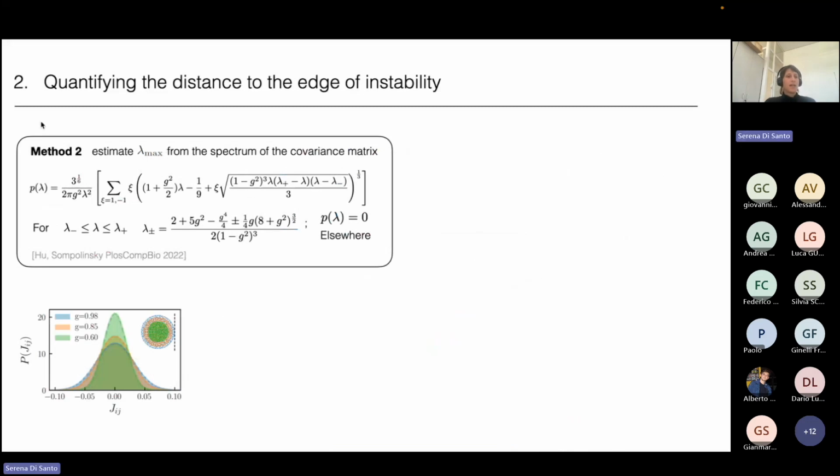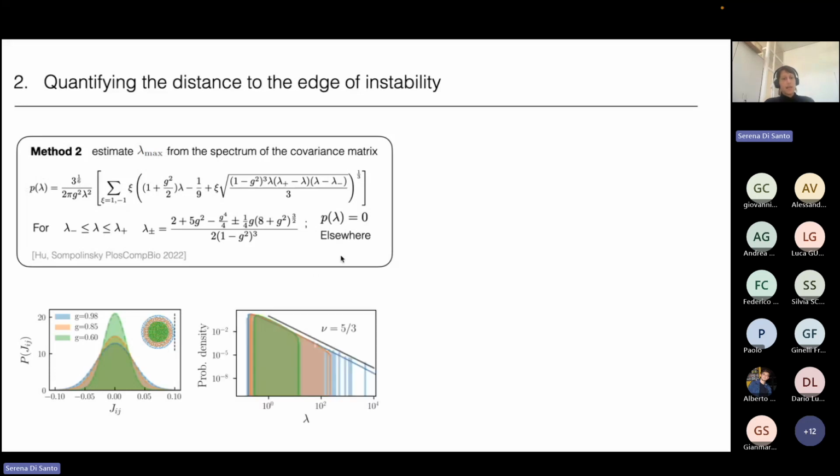And next, I'm going to consider this method 2, which is basically a different way of estimating this lambda max. This was proposed by Yu, Hu and Sompolinsky very recently. What they do is to actually compute the full expression of the eigenvalue spectrum of the covariance matrix. In particular here, this is still for a linear rate model with random Gaussian connectivity.